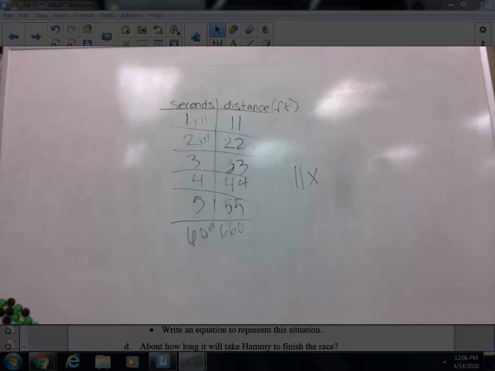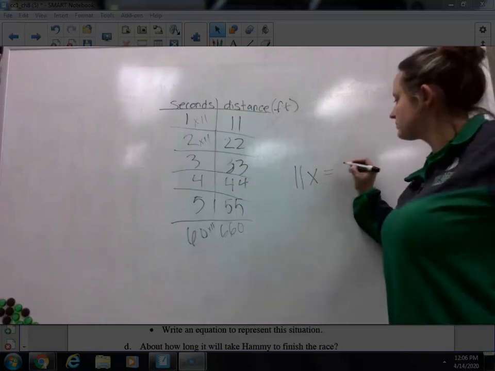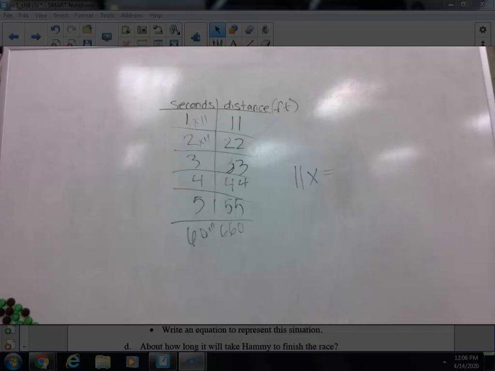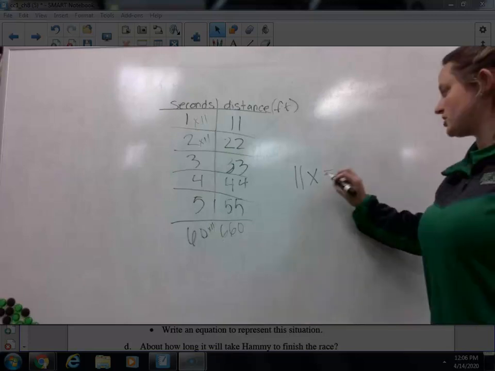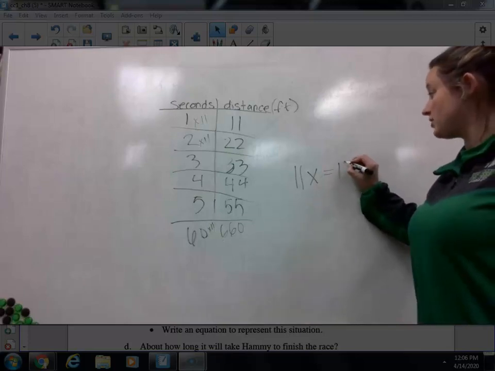Letter C then goes on, if the racetrack at the fair is 150 feet long, we want to draw a diagram talking about the time it would take to finish, but we also want to write an equation. So from yesterday's lesson, Ms. Lanzo, what would we do to write that equation? We would just do 11x equals 150.